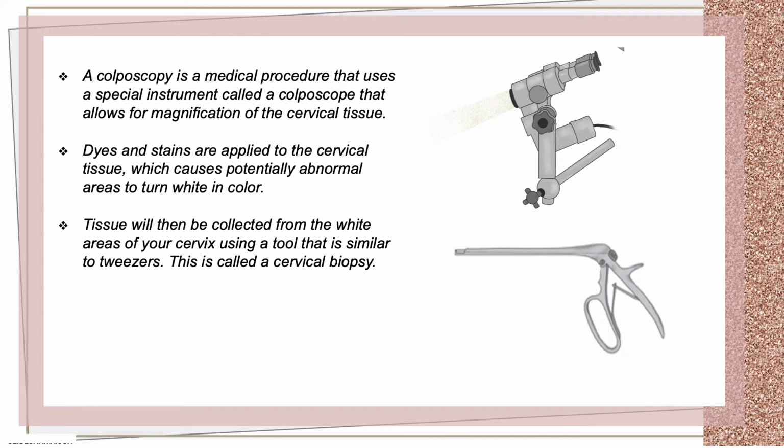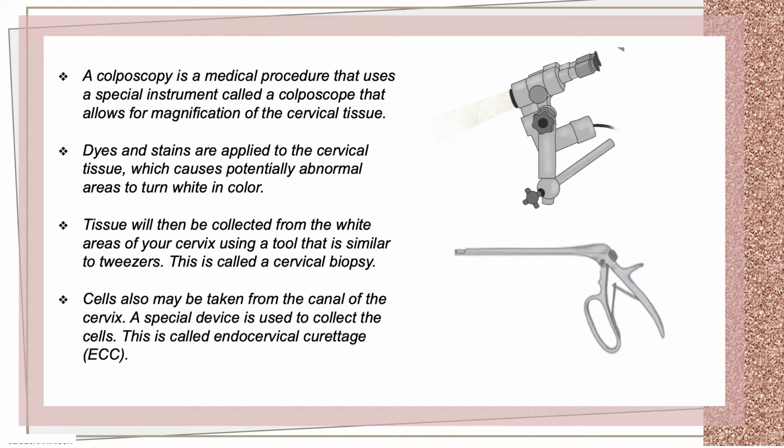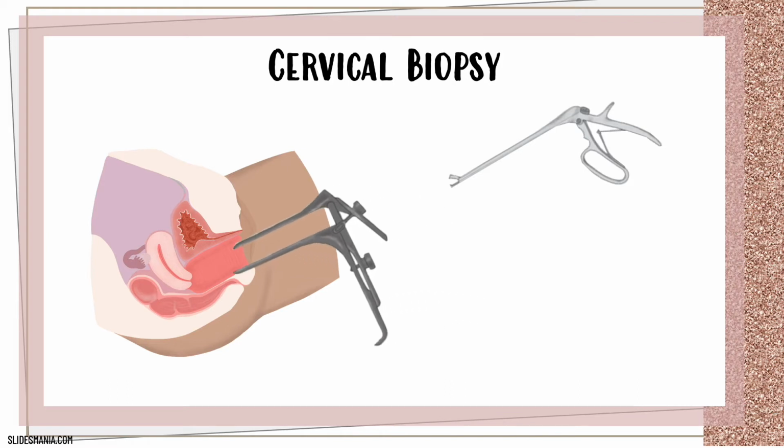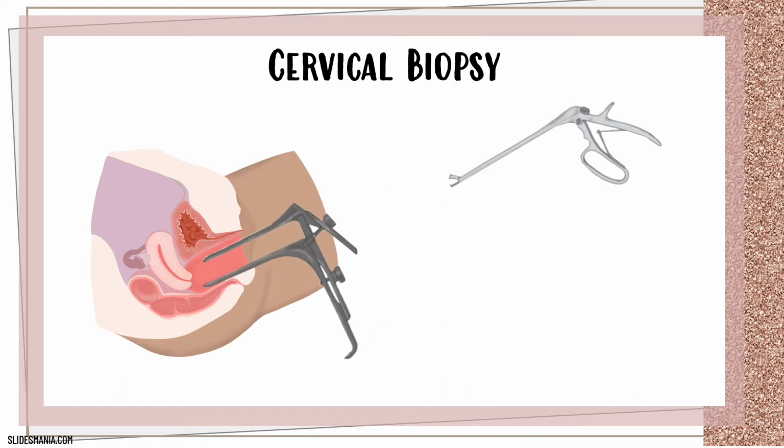In some cases, cells may also be taken from the canal of the cervix, and a special device is used to collect these cells. This is called an endocervical curettage. As you can see here in the animation, the physician uses a speculum and using the colposcope to visualize the cervix, then uses the tweezers to collect the sample of tissue that appears abnormal.